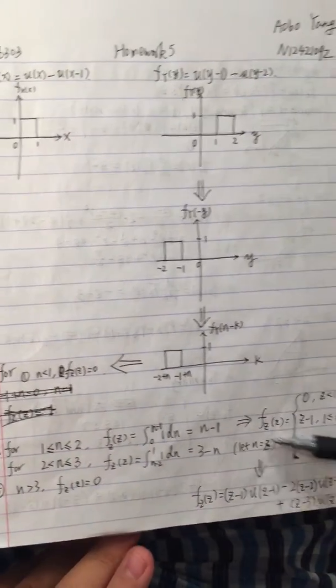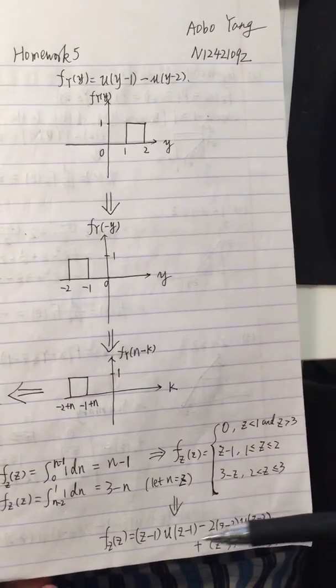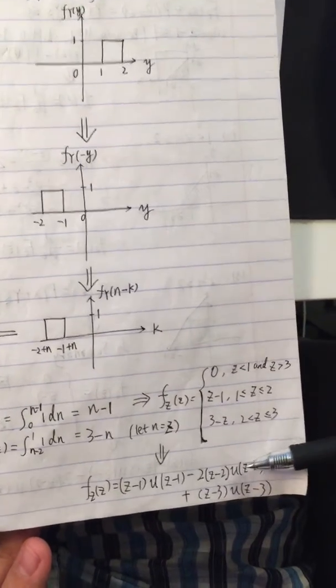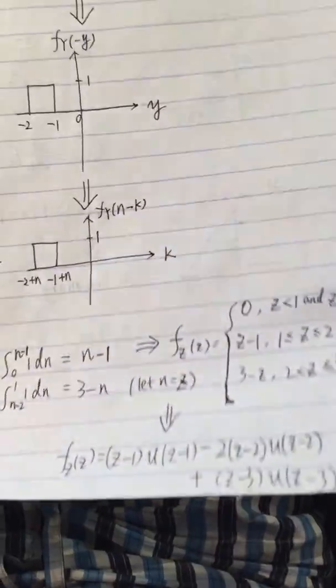So we can easily find that fz is like this, and we can write it as: z minus 1 u of z minus 1, minus 2 z minus 2 u of z minus 2, plus z minus 3 u of z minus 3.